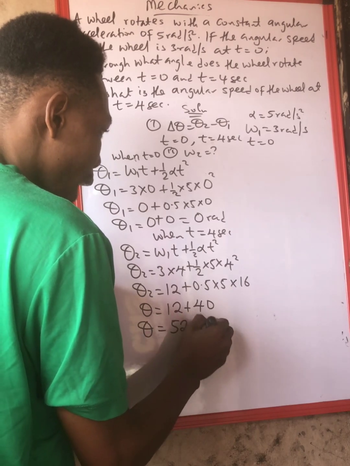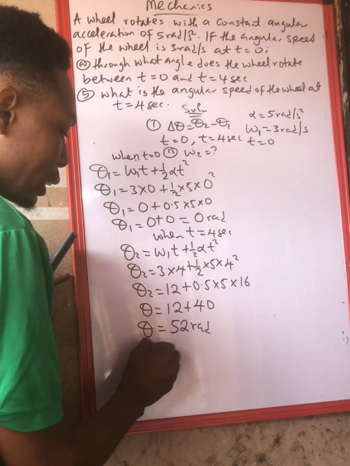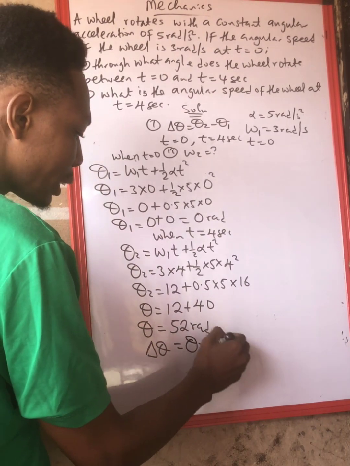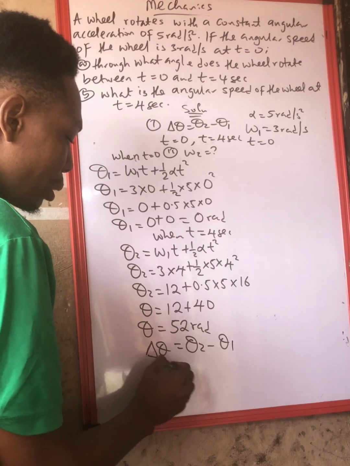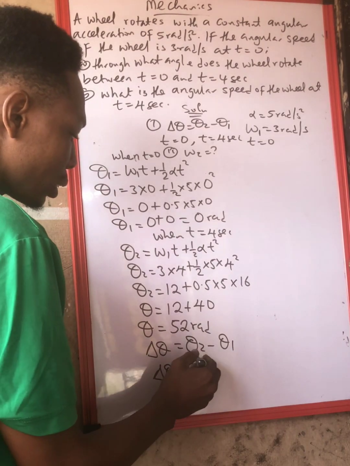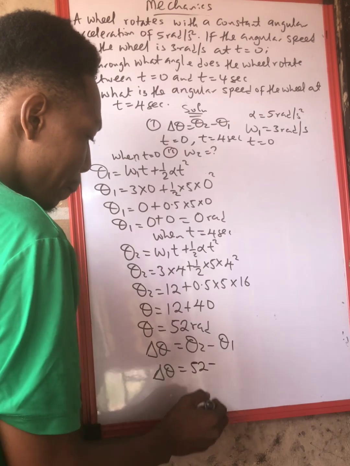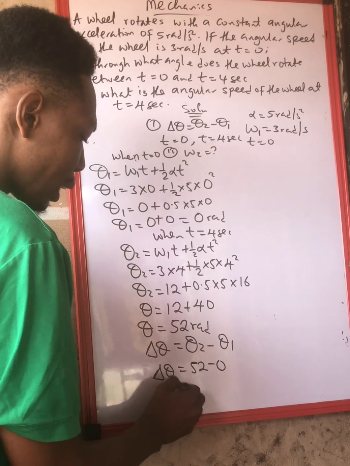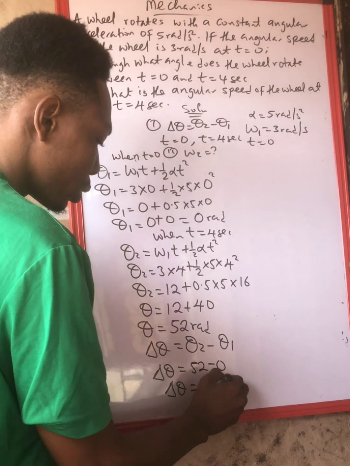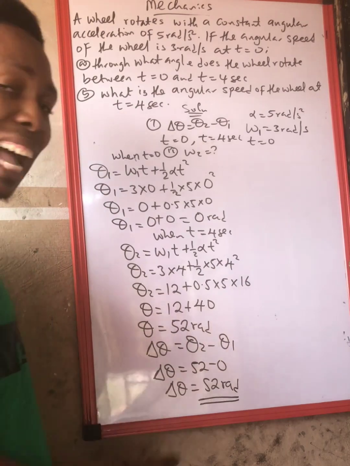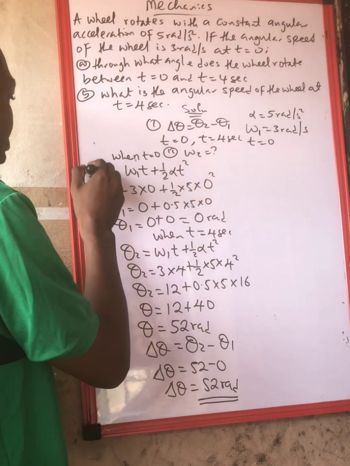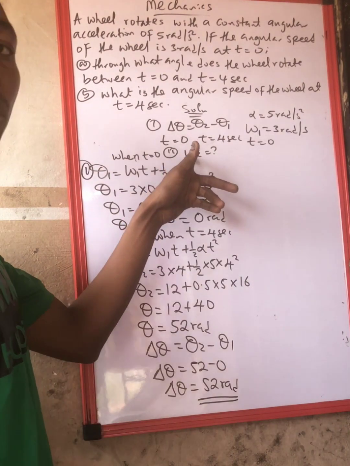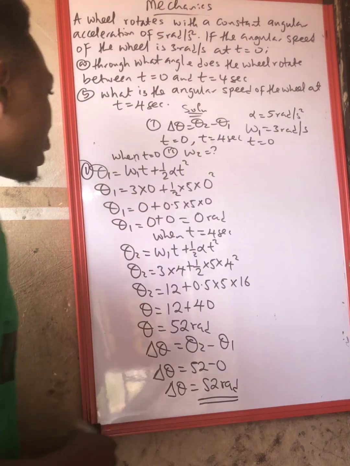52 rad. Now to get our change in theta, our change in theta becomes theta 2 minus theta 1. So change in theta is 52 minus 0. Change in theta becomes 52 rad. So that is our number 1 answer. The next thing now is to look for number 2, which is our W2.